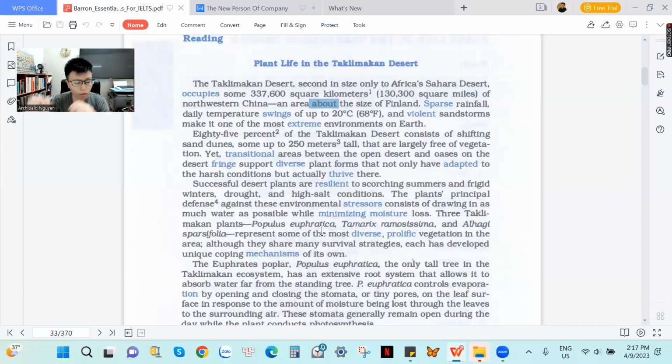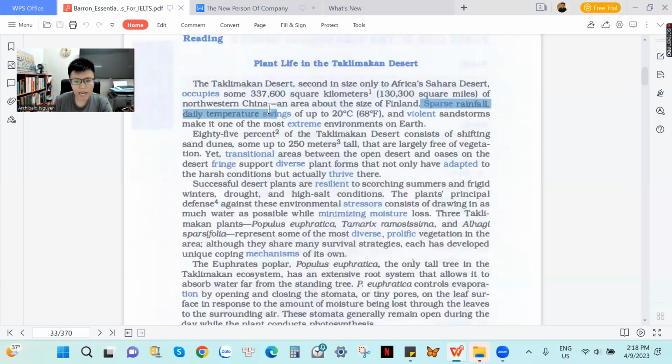When it comes to about, first, the first meaning is content. Second, about means around, approximately how much. Here they are talking about the size. So about the size, around the size of Finland, or approximately the same size as Finland. That is what they want to say.